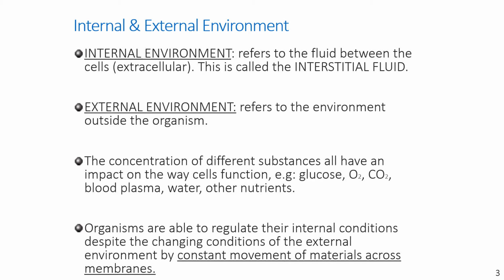As it says, the concentration of different substances all have an impact on the way that a cell functions. So the amount of glucose in the interstitial fluid or in the blood, the amount of oxygen, carbon dioxide, blood plasma, the concentration of those going up or down will impact the way that cells function. So organisms want to be able to regulate their internal conditions despite the changing conditions of the external environment. And they do this by moving materials across membranes.